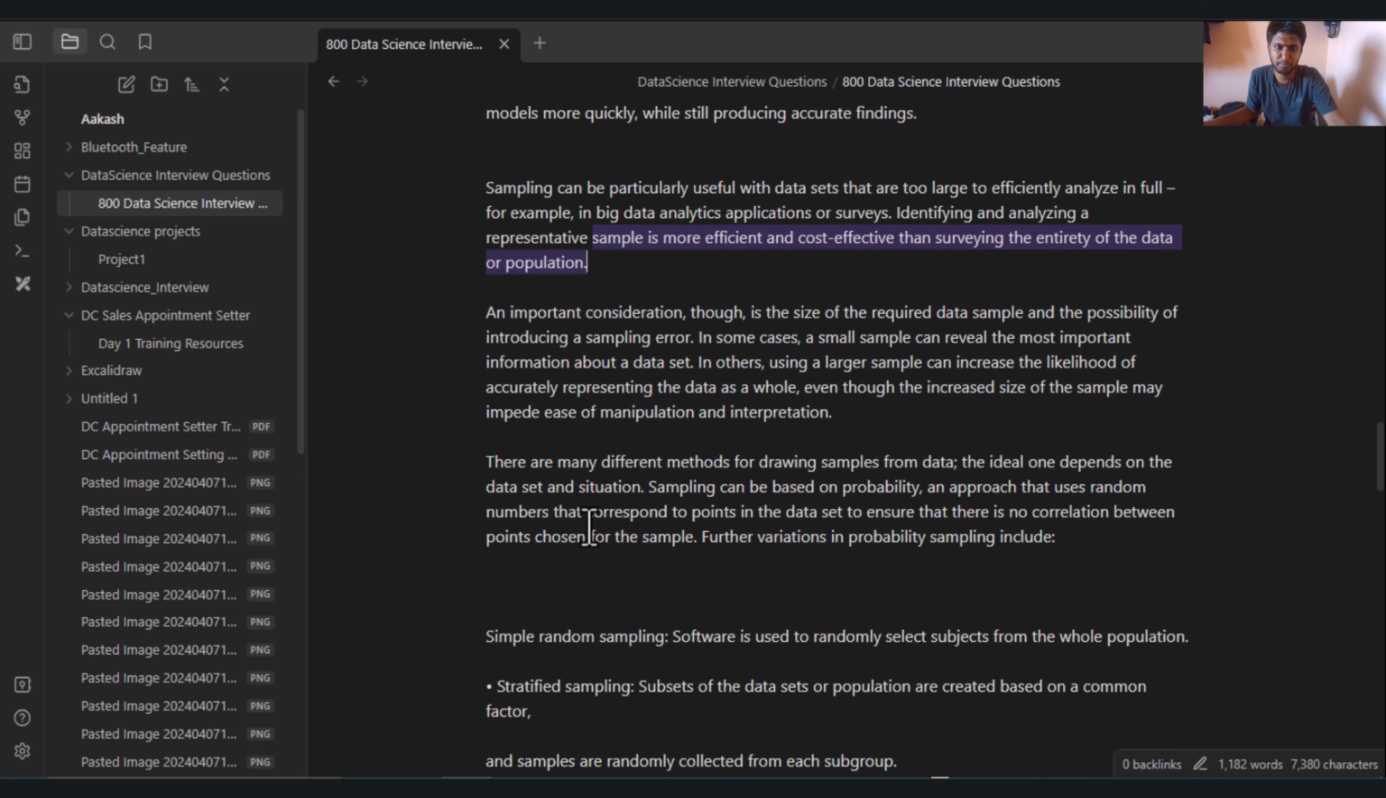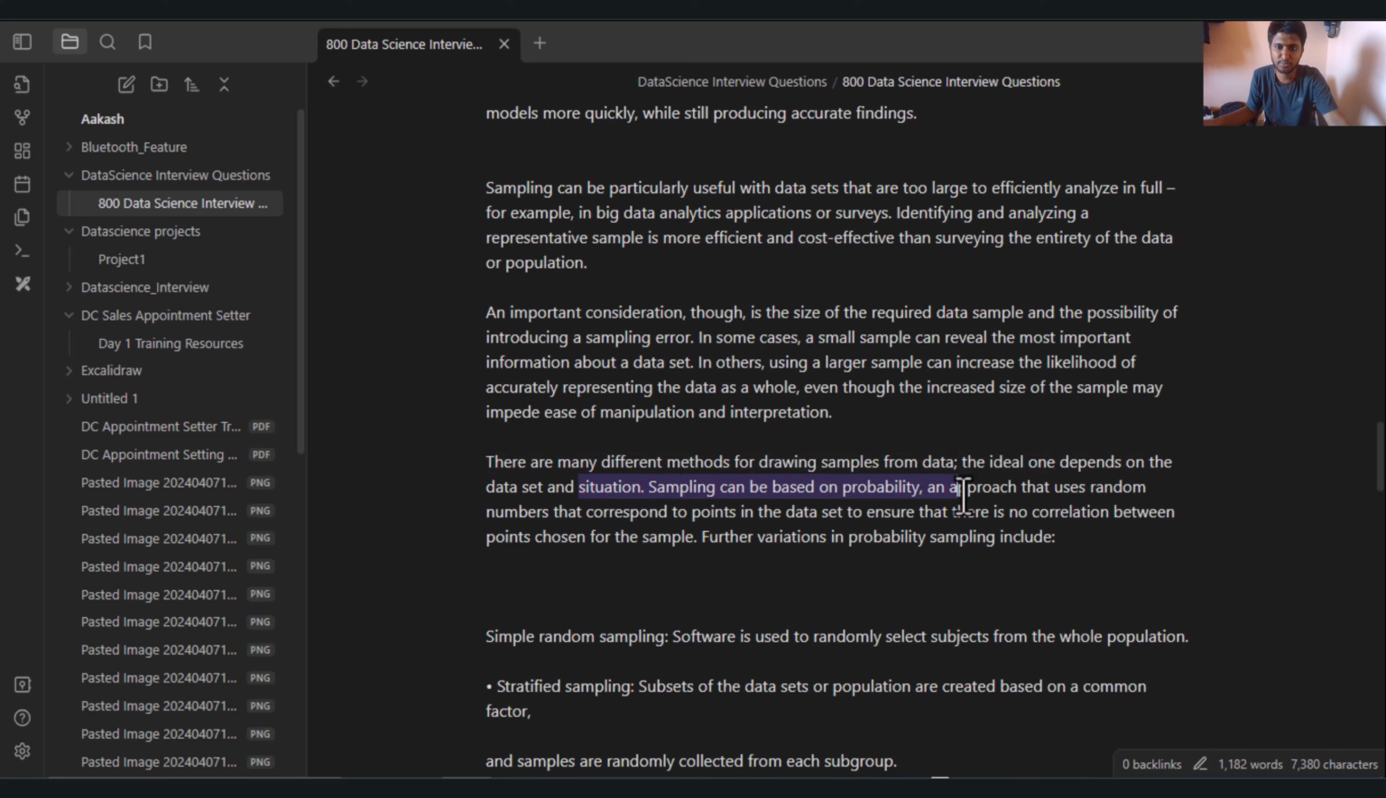An important consideration, though, is the size of the required data sample and the possibility of introducing a sampling error. In some cases, a small sample can reveal the most important information about a dataset. In others, using a large sample can increase the likelihood of accurately representing the data as a whole. Even though an increased sample size may make manipulation and interpretation harder, there are many different methods for drawing samples from the data. The ideal one depends on the dataset and situation.